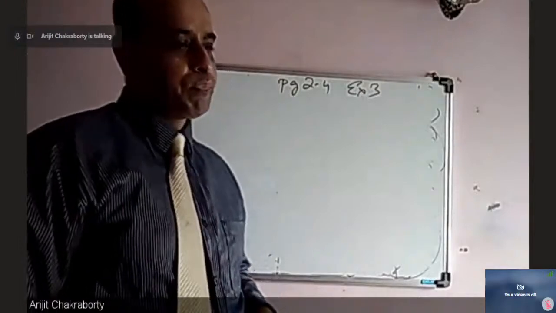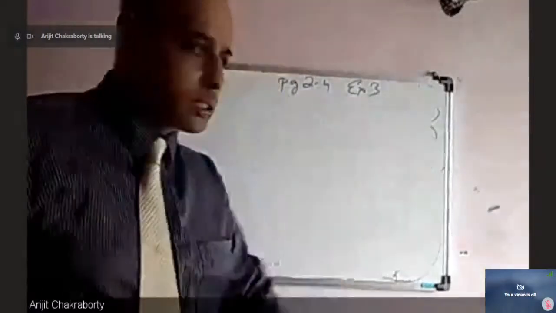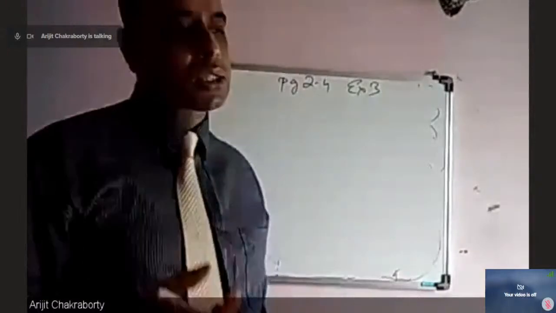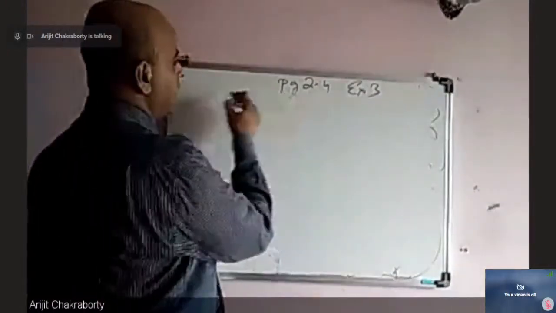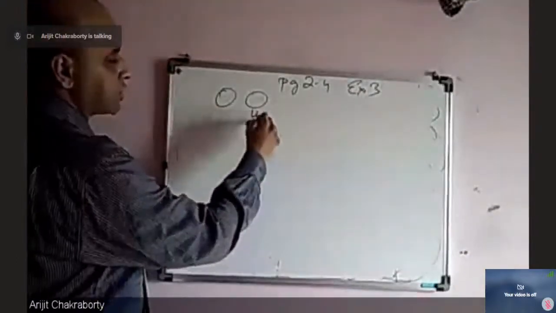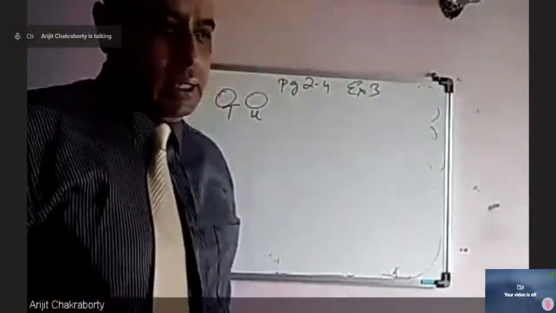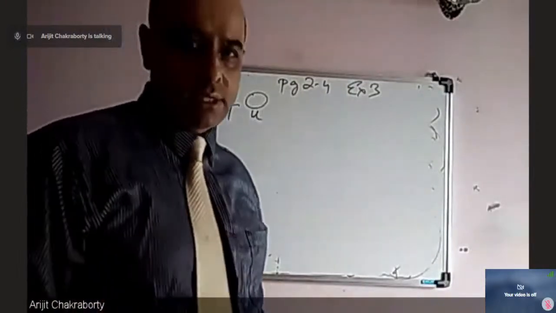Okay. Please see the problem. A number consists of 2 digits, and the digit in the tens place is twice the digit in the units place. Okay. So the number is like this. This is the units place. This is the tens place. So the digit in the tens place is twice the digit in the units place.